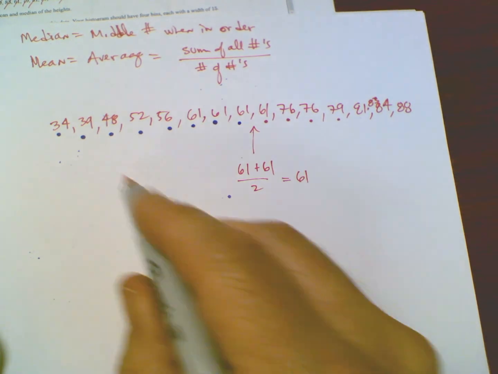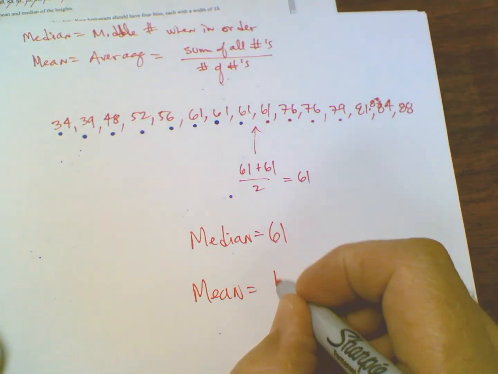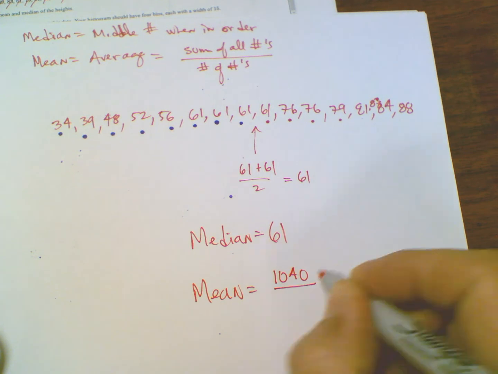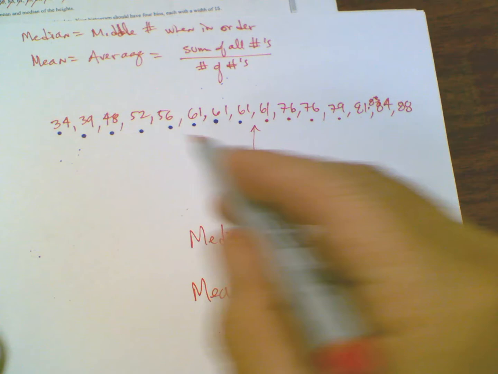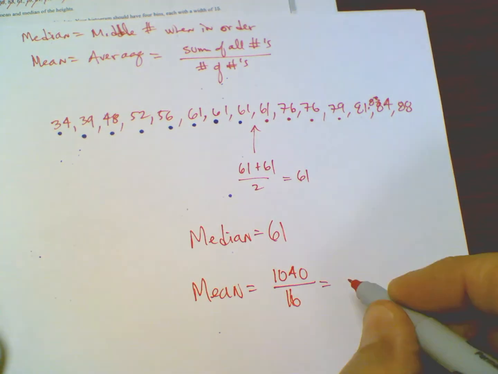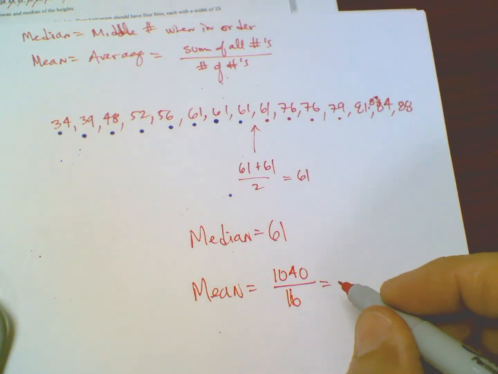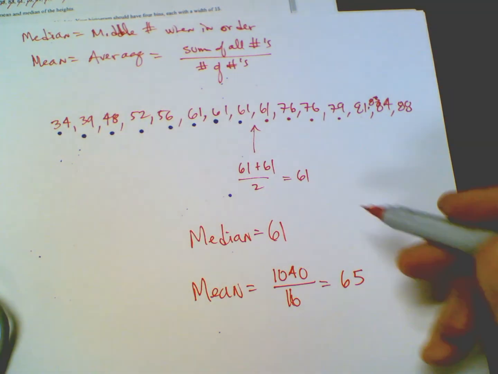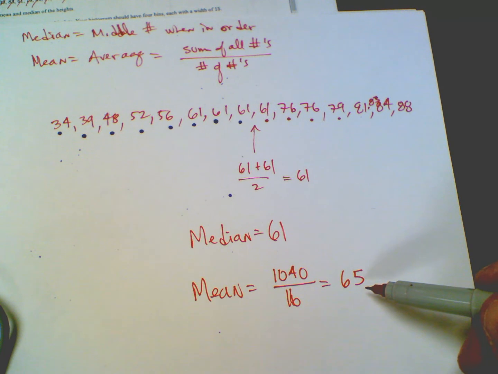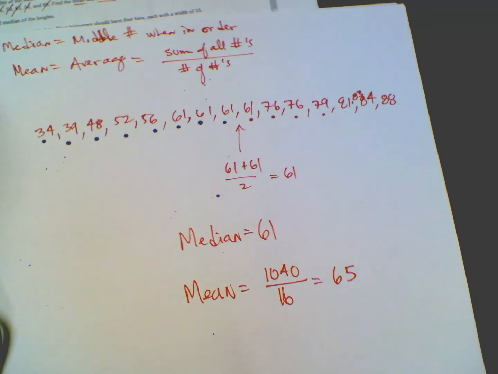Mean, remember, is the sum of all those numbers. It's 1040, and then divided by the number of numbers, and I believe there's 16 numbers. So there's 16 numbers total. So if I divide that by 16, it equals 65. So the median is 61, the mean is 65. All right, so that was A.